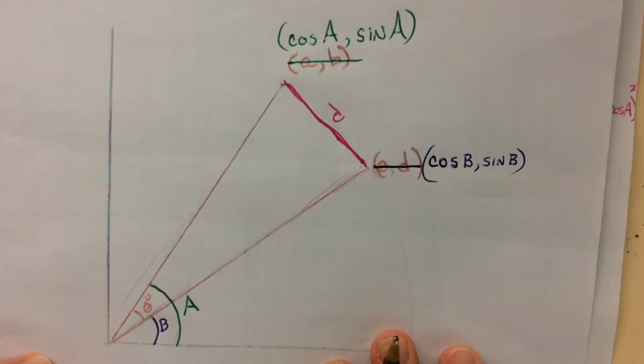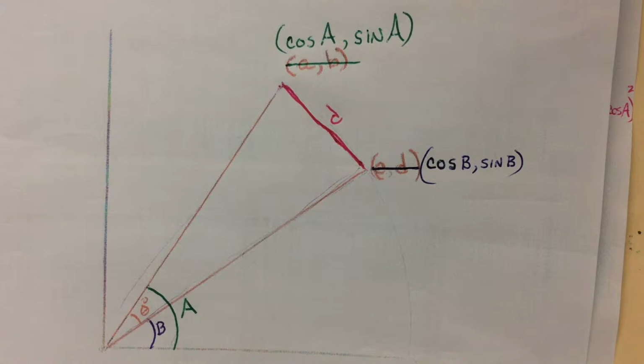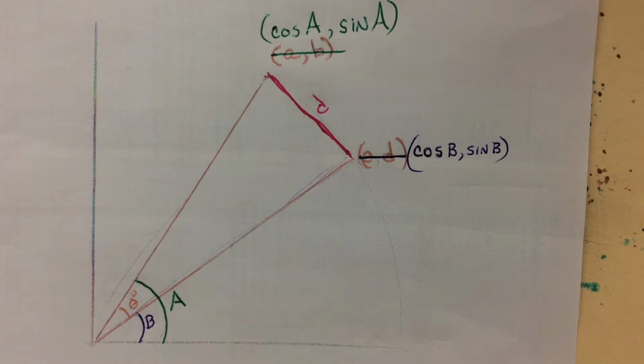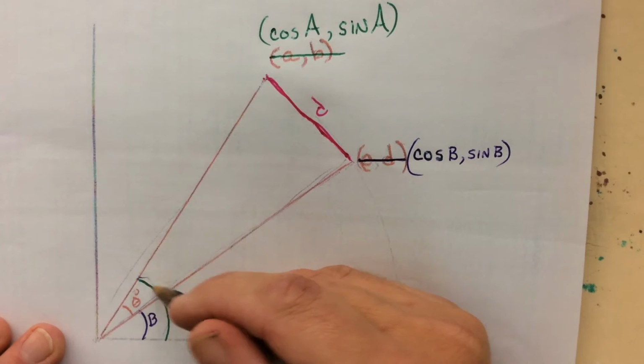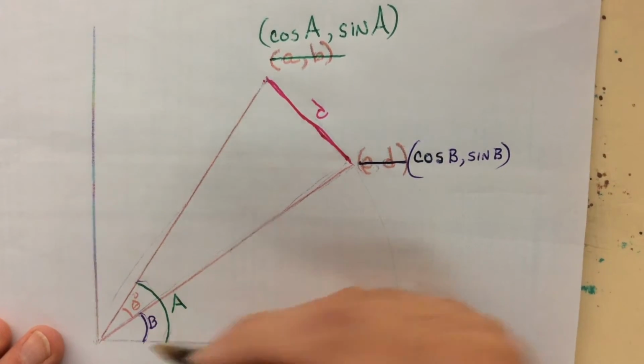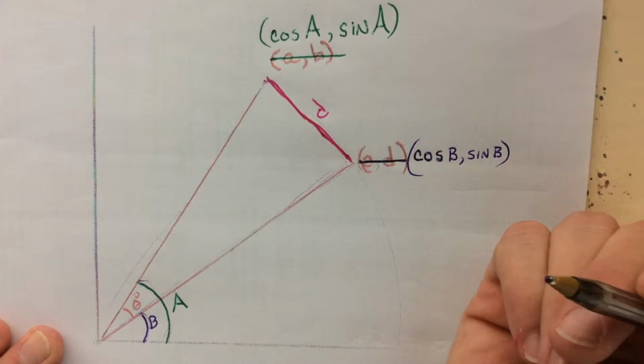Which means, instead of calling them A comma B and C comma D, I can actually be a little more specific about the coordinates of these points. They're just angles. They're just variables, right? I assigned A to this angle, and I assigned B to this angle.